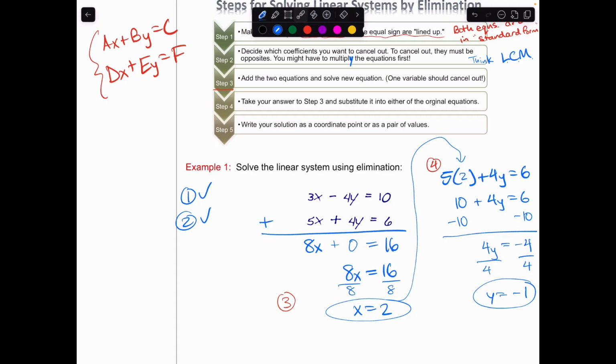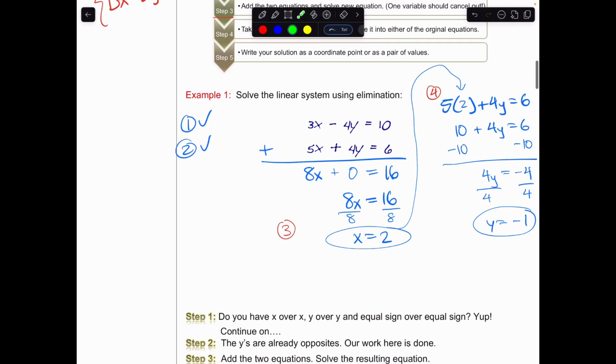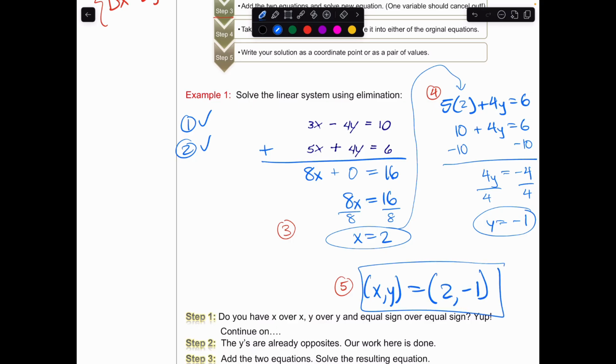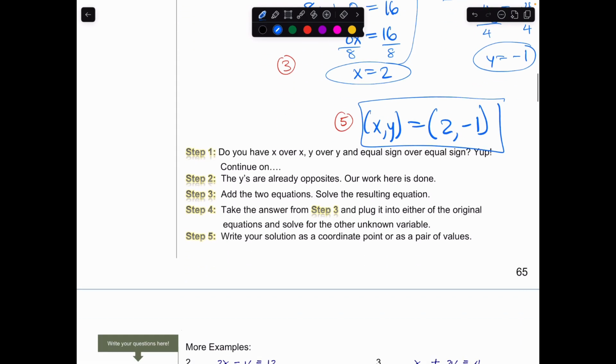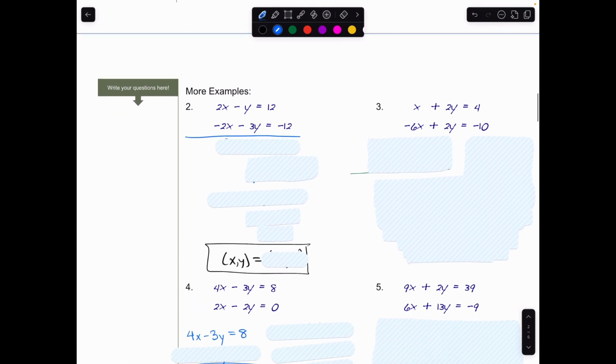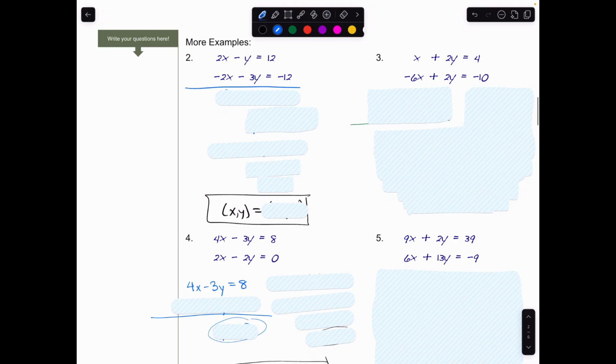And step 5 is our last step. Just like with graphing and with substitution, we want to write our final answer as an ordered pair. So step 5, we'll say that x comma y, our solution is 2 comma negative 1. That's our answer. Okay. So I've got 4 examples for you. Let's try example 2 together.